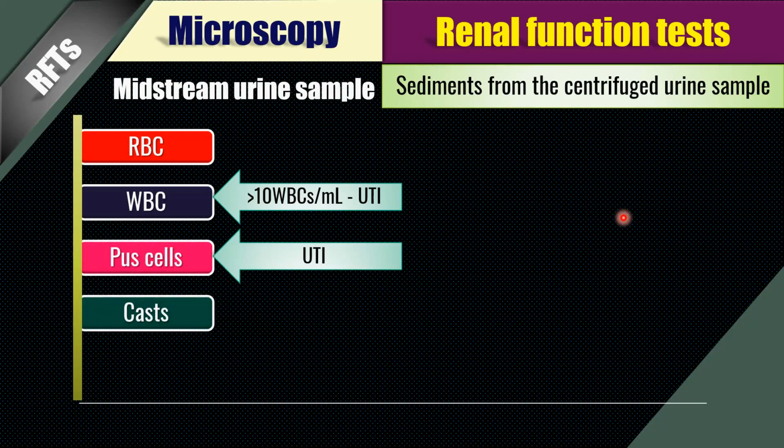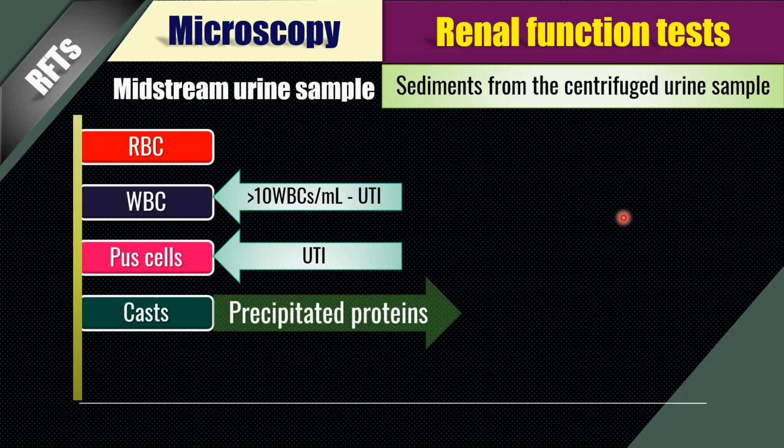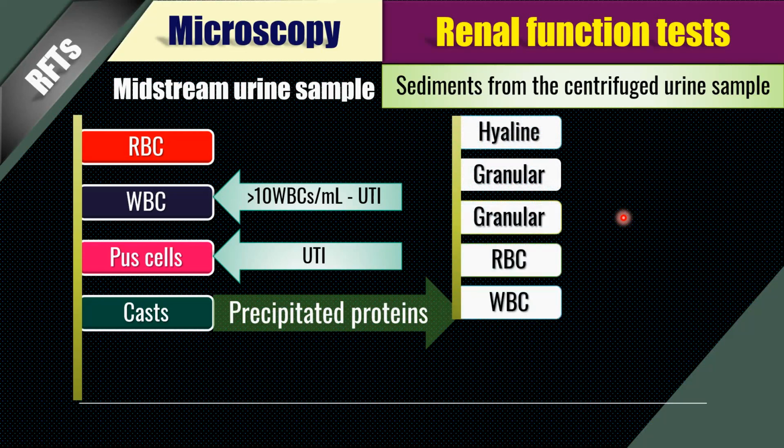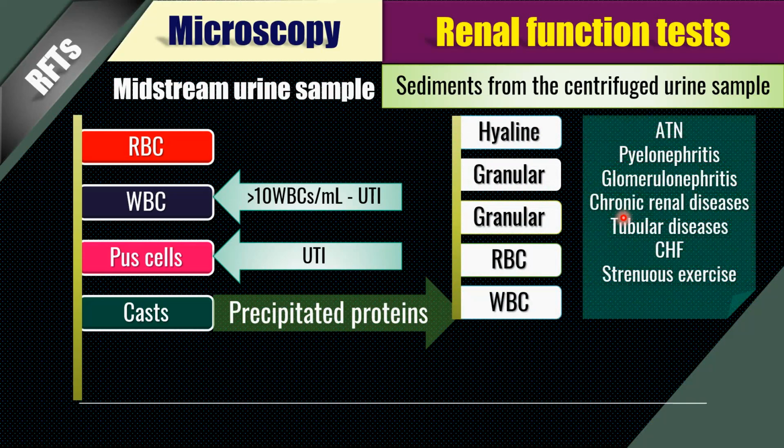Casts. What is a cast? Casts are precipitated proteins. There are different types like hyaline cast, granular cast, RBC cast and WBC cast. So all these different types of casts we can observe in acute tubular necrosis, pyelonephritis, glomerulonephritis, chronic kidney failure, tubular disease, even in congestive heart failure and vigorous exercise. So these casts are nothing but precipitated proteins. We can see different types of casts in different conditions.